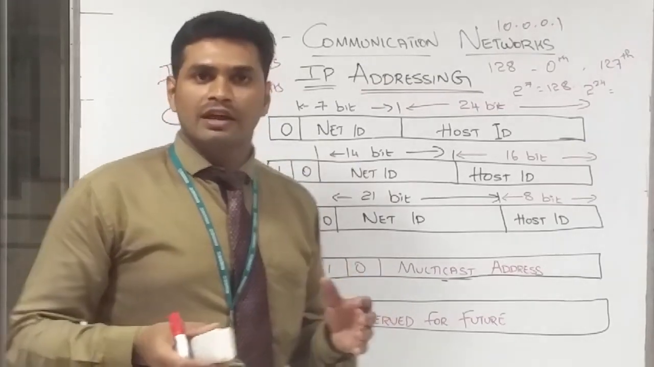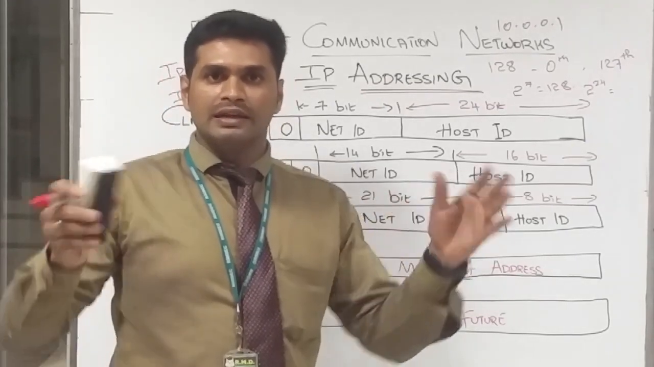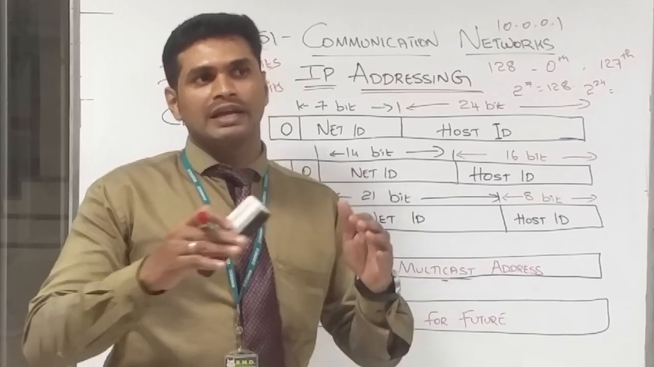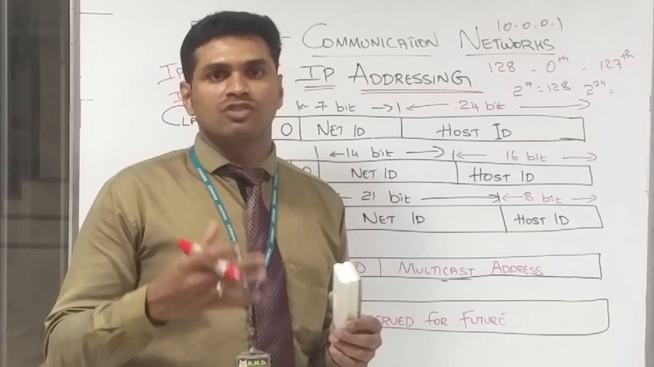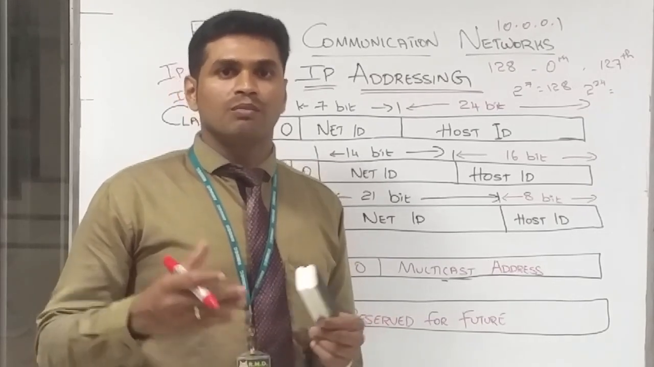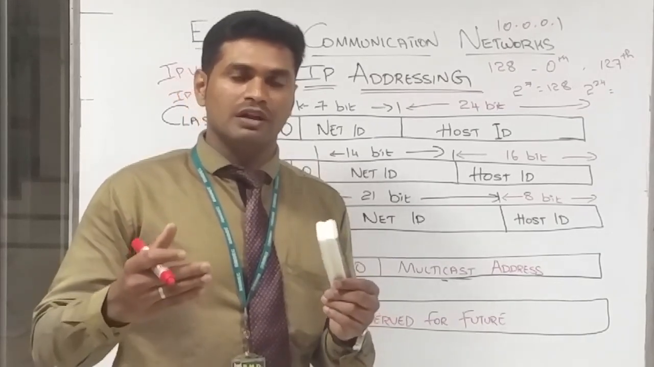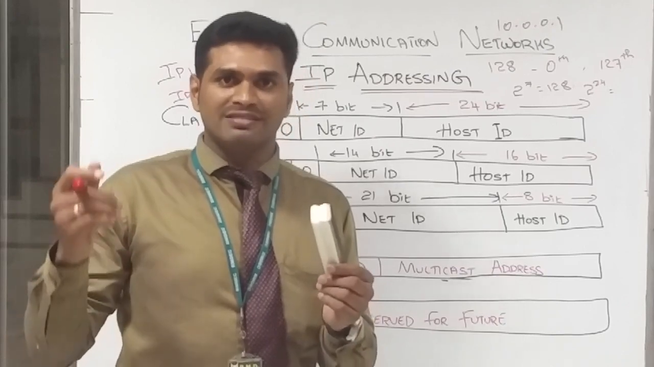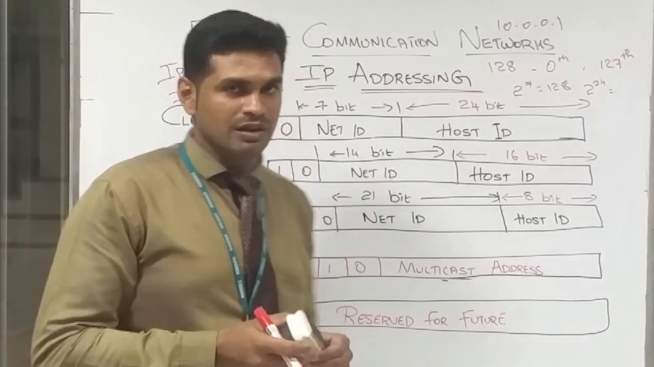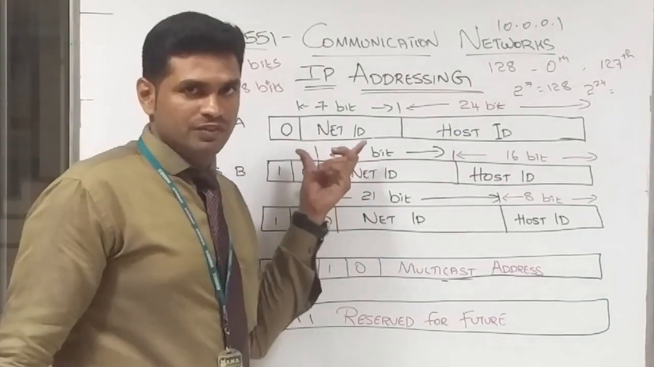Now consider a scenario globally, where we have internet connections and large organizations which require a large number of networks. For example, if an organization needs more than 128 networks to be assigned an address, this class A address is not sufficient.